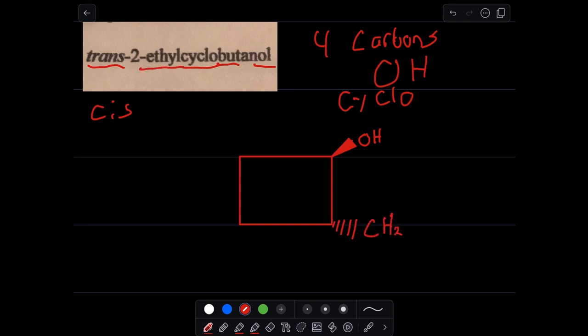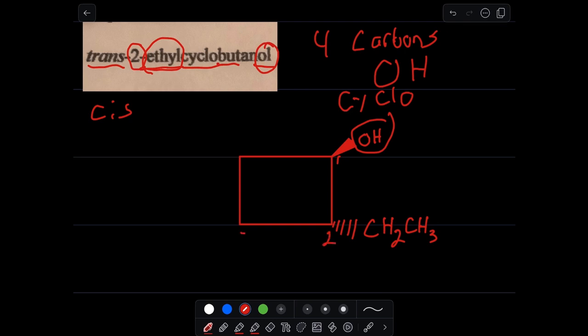Ethyl is CH3, or rather CH3. And this would be trans. What you do is just break this down. This is going to be your primary functional group. Here you just kind of draw that. And you have this ethyl as well. That's on this 2 carbon. So you can start numbering here.